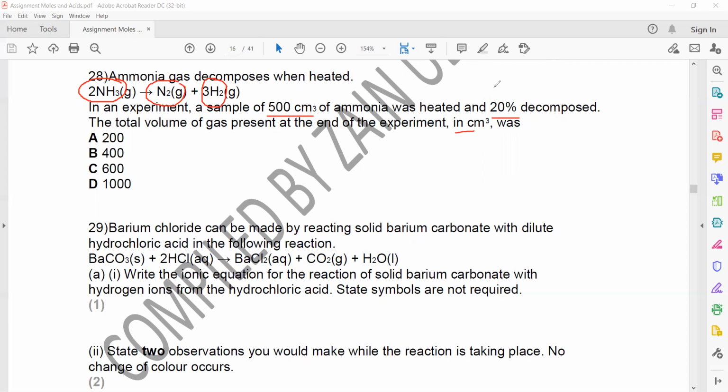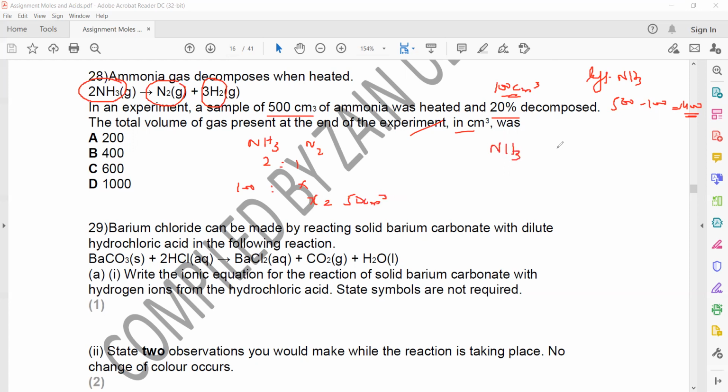So basically 100 cm cube of ammonia decomposed. So how much ammonia is left? The ammonia left is 500 minus 100, that's equal to 400. Then how much nitrogen and hydrogen are there? The ratio between ammonia and nitrogen is 2 to 1. So if 100 cm cube of ammonia reacted, x cm cube of nitrogen will be there. Cross multiply, so 50 cm cube of nitrogen will be there.